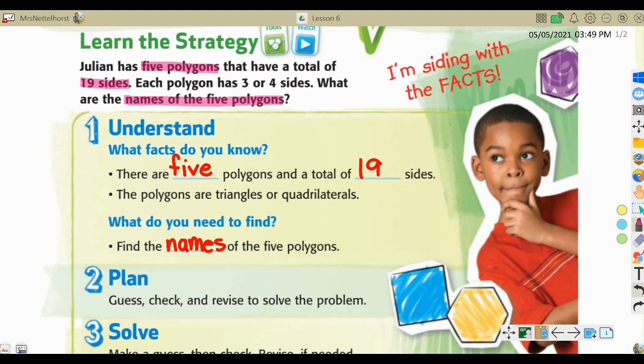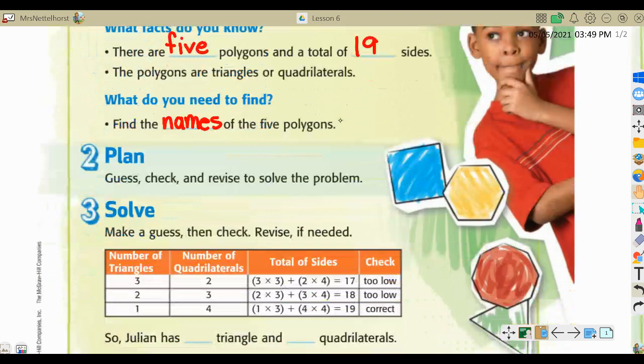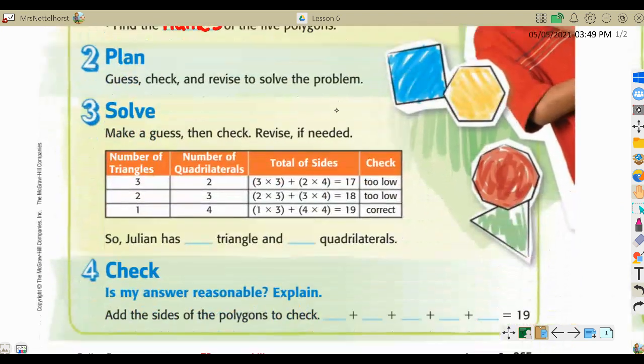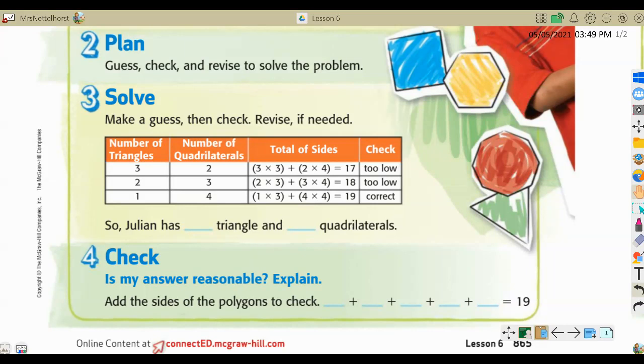Okay, so we're going to use our guess, check, and revise to solve the problem. So first we're going to make a guess, then we're going to check, and we're going to revise if needed. So our first thing we're going to try is 3 triangles and 2 quadrilaterals. So each triangle has 3 sides, so 3 times 3. Let me put little dots here so you know what I'm looking at, because you can't see me pointing. Okay, let's use green. So I have 3 triangles. We know that every triangle has 3 sides, and we have 2 quadrilaterals. We know that quadrilaterals have 4 sides.